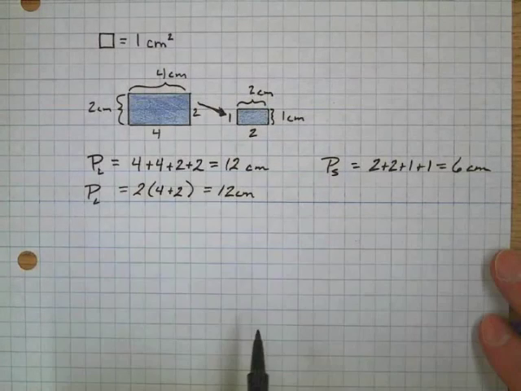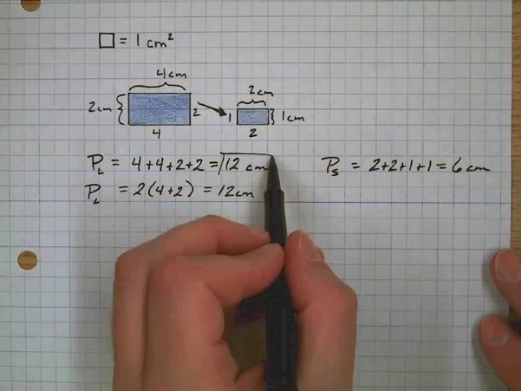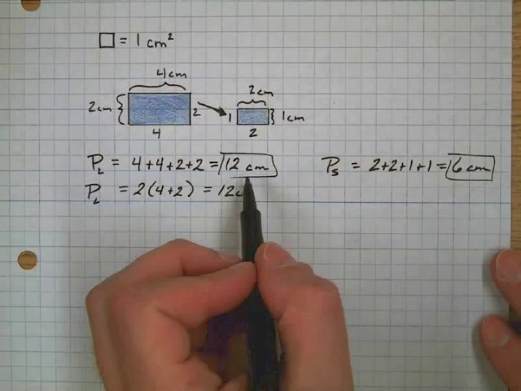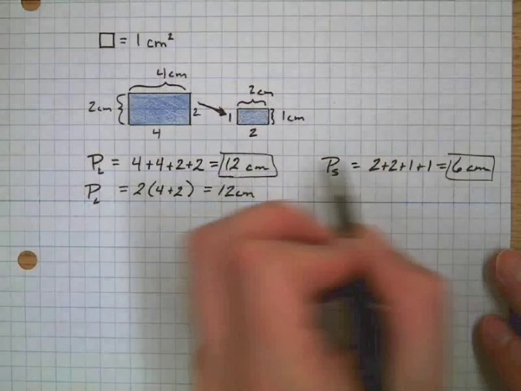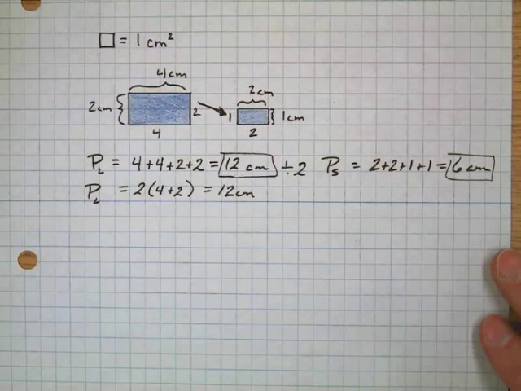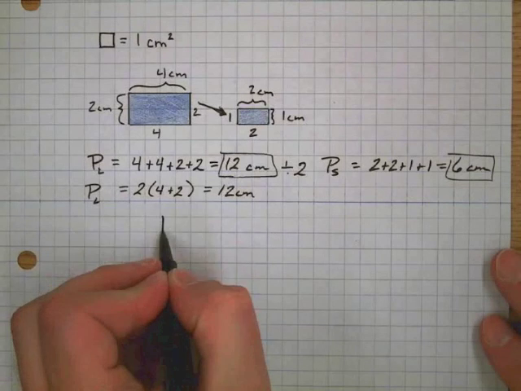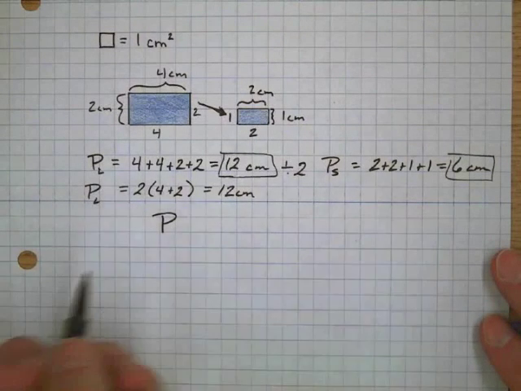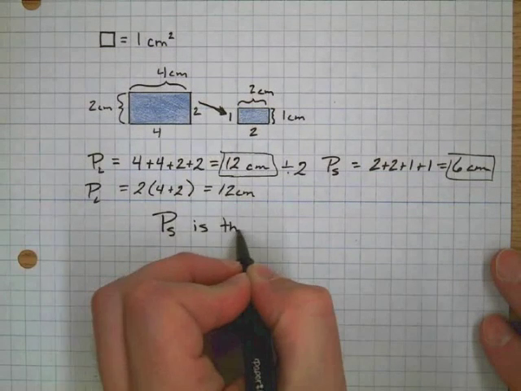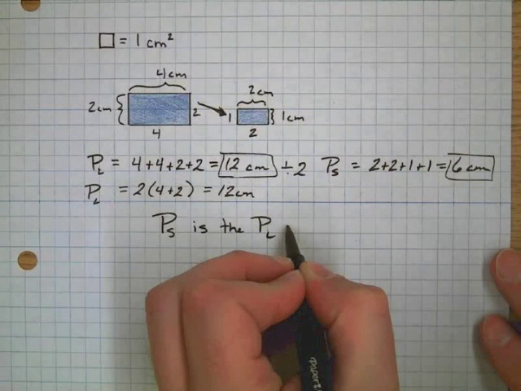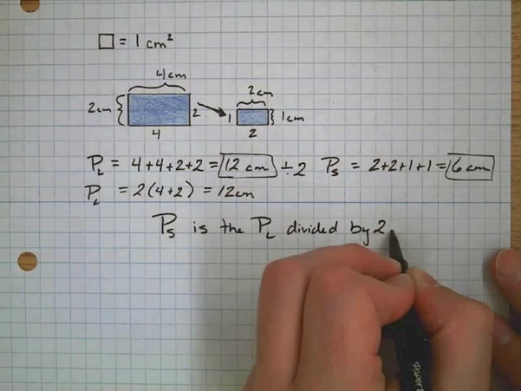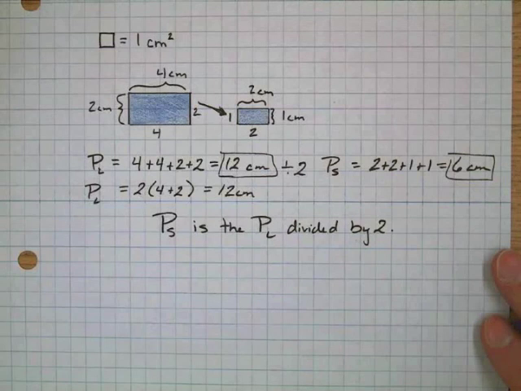So how do these perimeters compare? Well, our perimeter for the large is 12, our perimeter for the small is 6. So when we go from the 12 to the 6, it's like dividing the large perimeter by 2. So we could say that the perimeter of the small is the perimeter of the large divided by 2. That is how those perimeters compare.